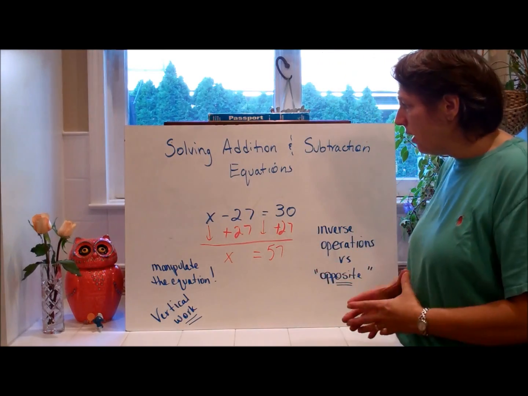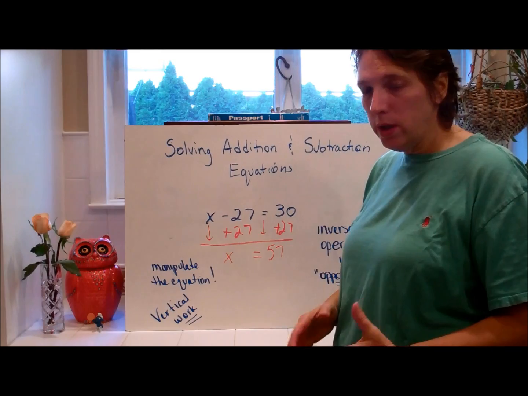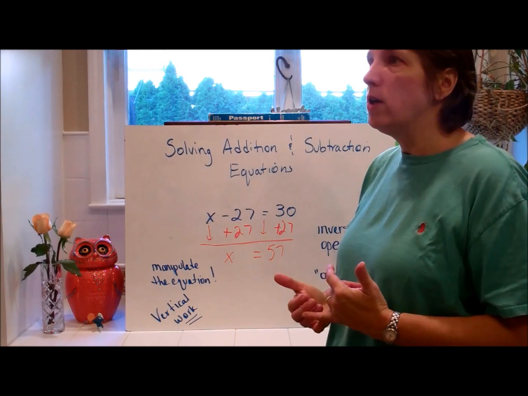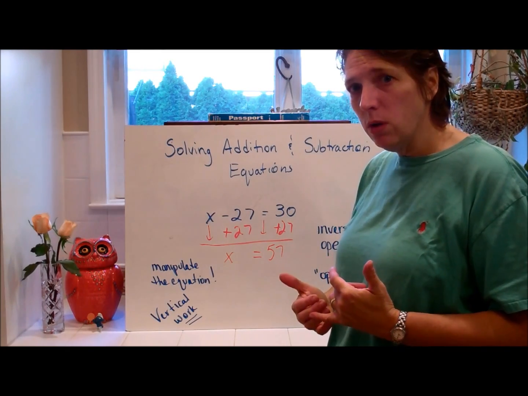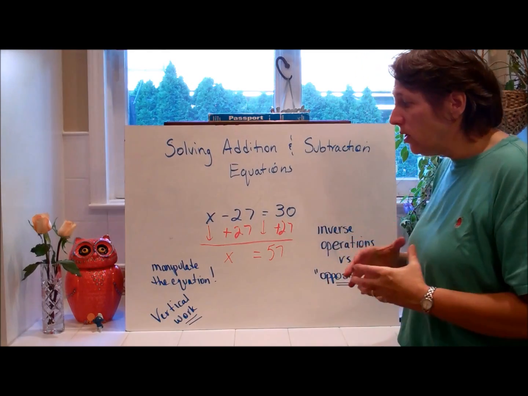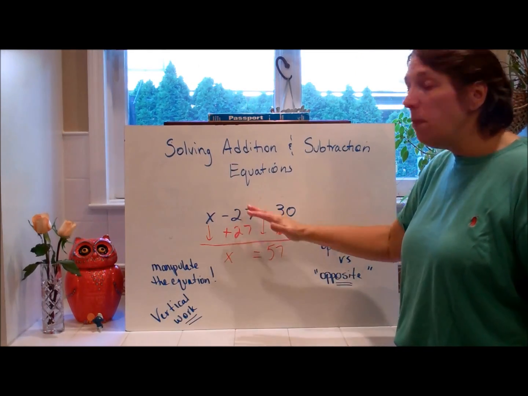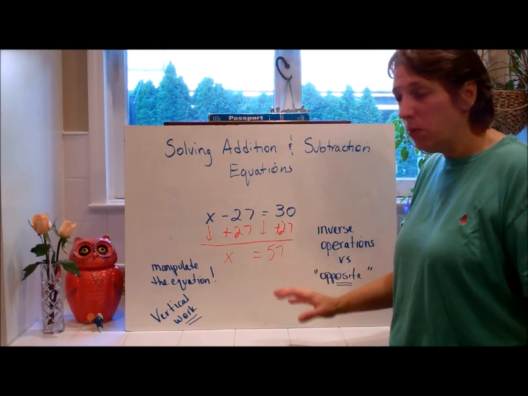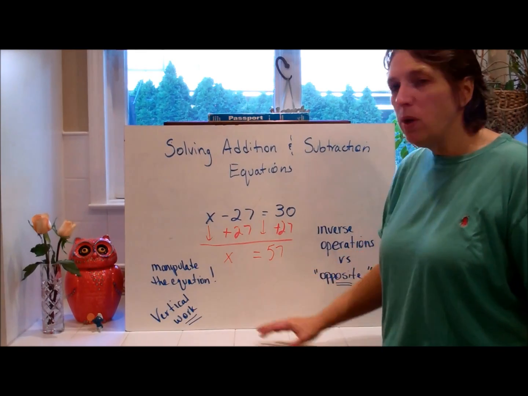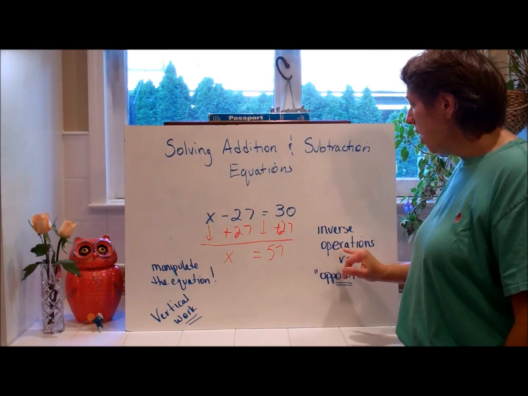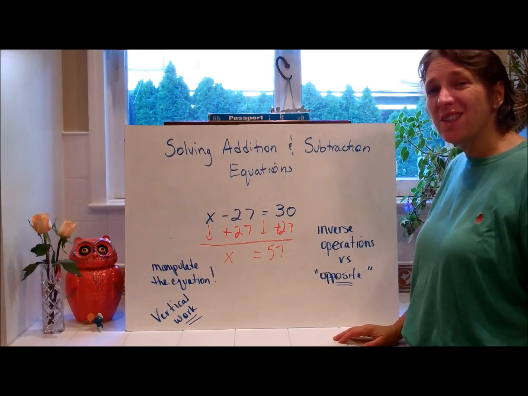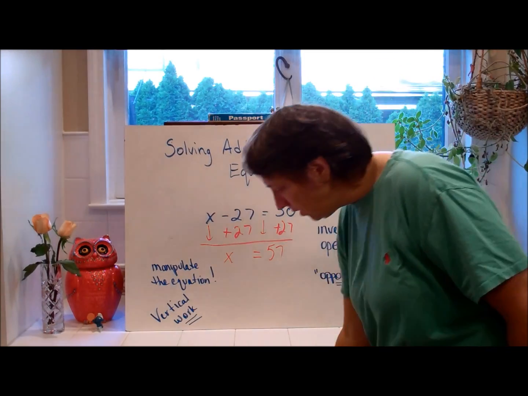So what did you gather from this? You have to show your work vertically. We talked about keeping both sides of the equation equal, or keeping the equation true to itself, by manipulation of the variable in the equation. And we must show vertical work. We talked about inverse operations versus opposite and how opposite is not used.